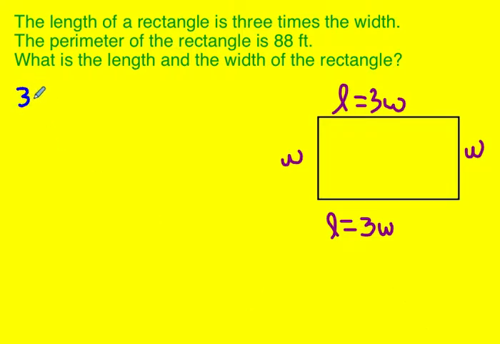So we can say that 3W plus W plus 3W plus 1 more W is going to be the expression that describes the perimeter. And from this second sentence, we know that the perimeter is 88. So this is equal to 88.